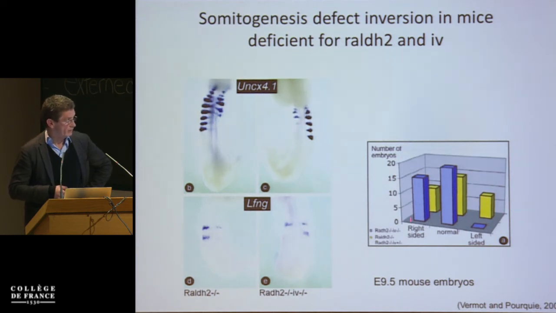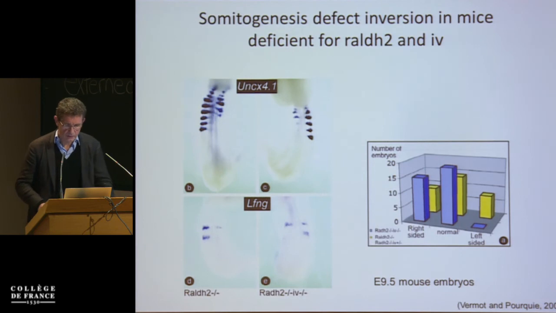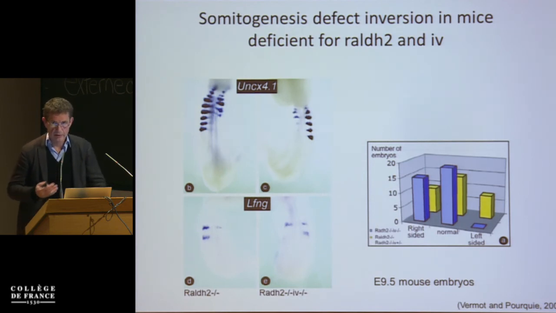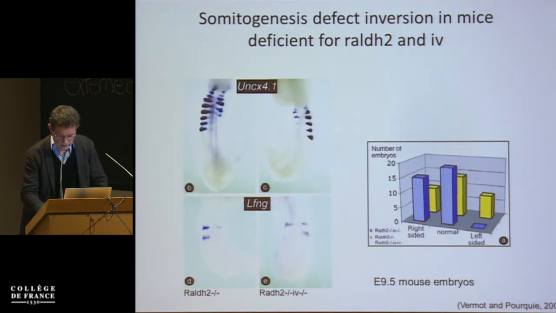So this is quantified here. Normally, in ALDH2 mutants, all the asymmetric mutants are right-sided, but in the double mutants, now you see an almost equal proportion of right-sided and left-sided. So this was suggesting that what retinoic acid signaling is doing in this context is to buffer the desynchronizing action of the left-right machinery.